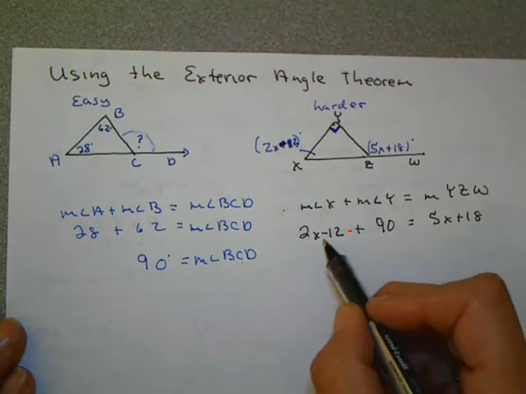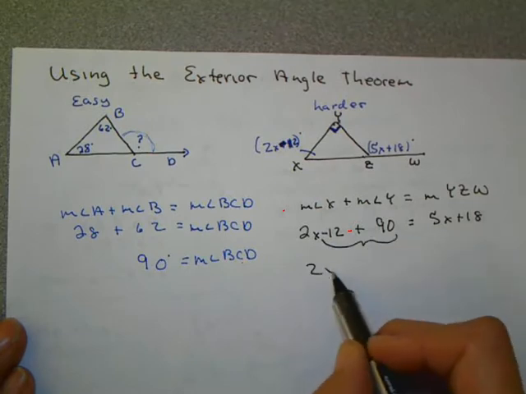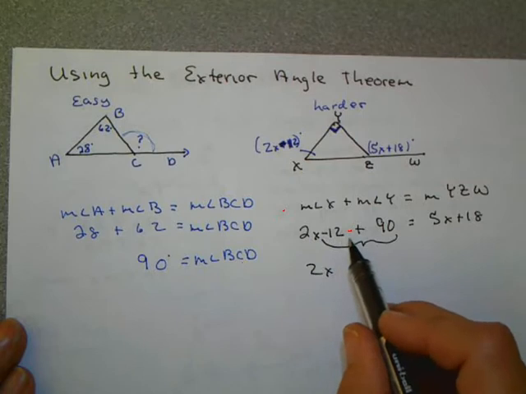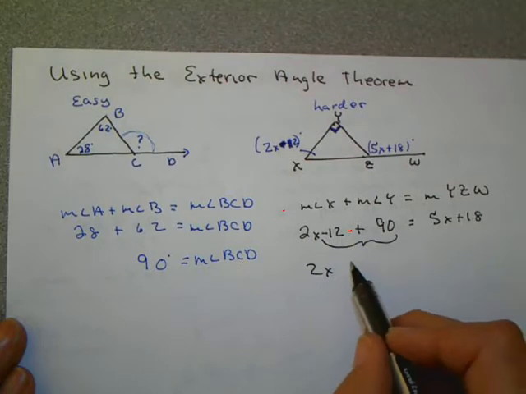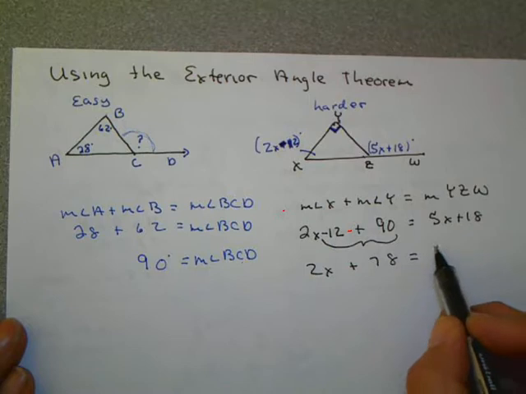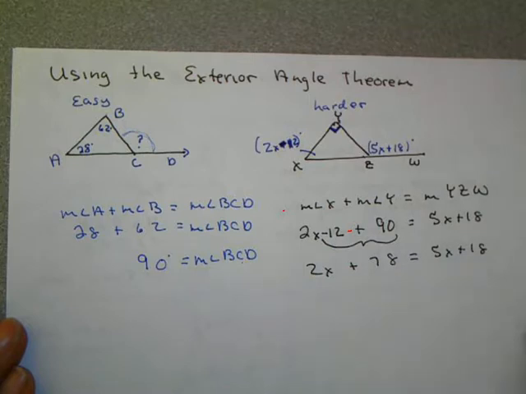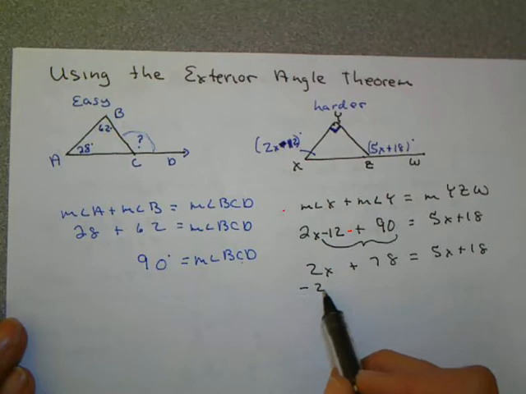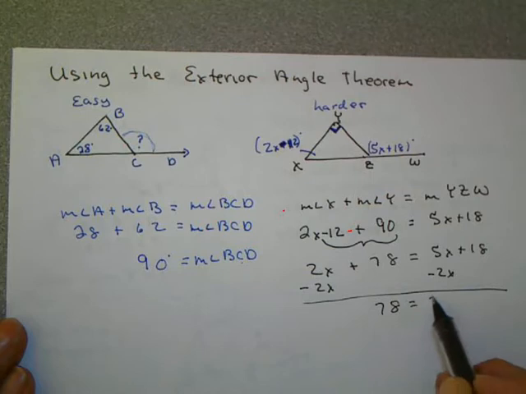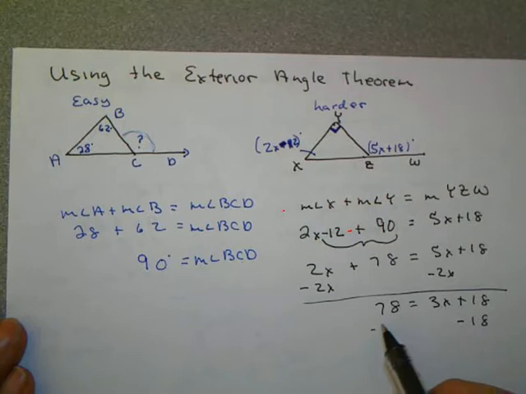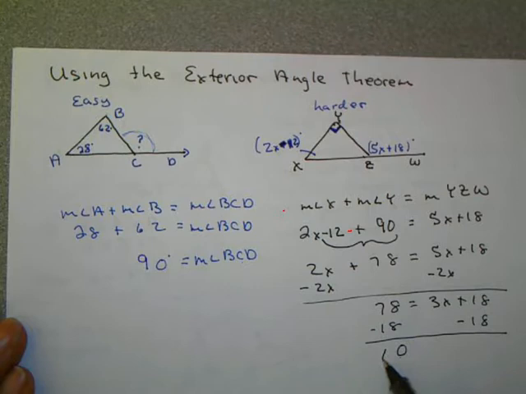Now, to solve, I need to simplify first. So I have 2X, 90 minus 12. 90 minus 10 is 80, so I'll take away 2 more, and I'm at 78. So I've got a positive 78. Now I need my x terms all on one side, so I'll take 2x away from both sides of my equation and get 78 equals 3x plus 18. Want those x terms alone, so I'll take away 18 from both sides and get 60, 8 minus 8 is 0, and 7 minus 1 is 6, equals 3x. Now when I divide by 3, I've got 20 equals x.